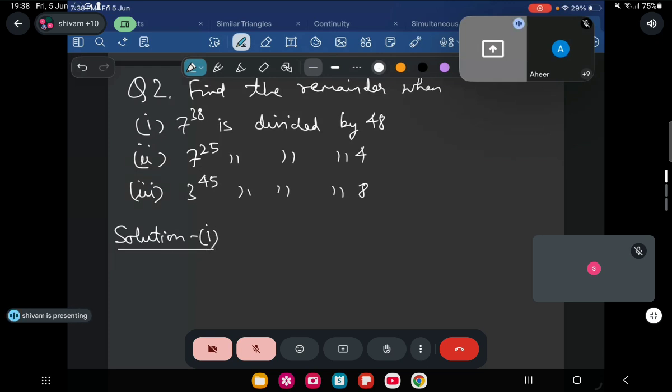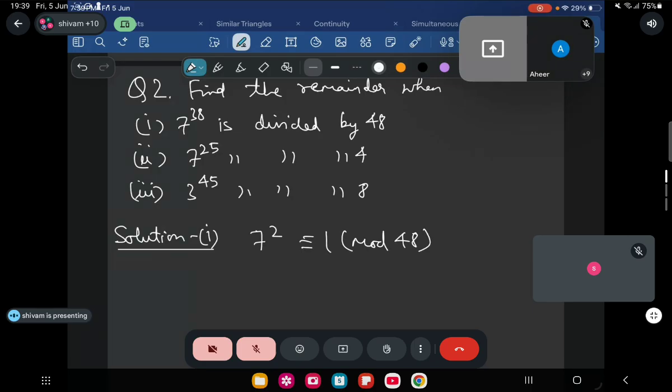In the first one, 7 to the power 38 is divided by 48. Now see, 7 square is 49. When you divide 49 by 48, what is the remainder? 1, right? So can I say that 7 square is congruent to 1 mod 48? Yes, Dishita, your answer is correct. Yes or no? Now by what should we raise the power so that we'll get 1 on the right hand side?